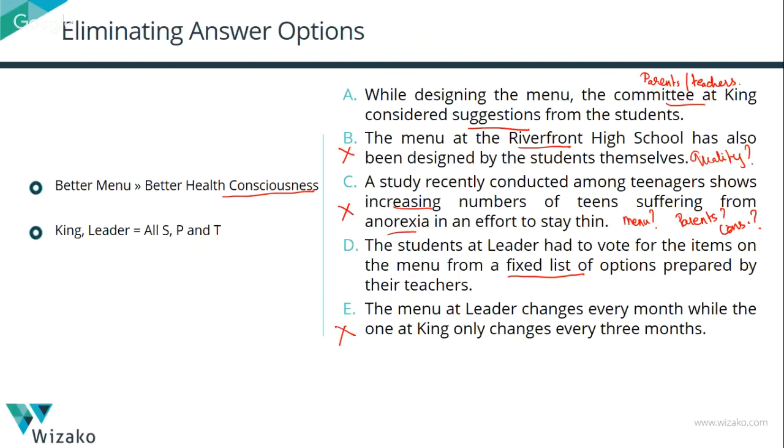Look at A and D again. Now if you look at A, it says the committee at King considered suggestions from the students.